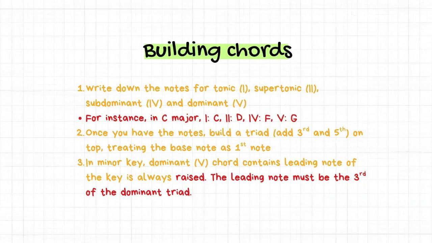Building a chord. Firstly, write down the notes for tonic, supertonic, subdominant, and dominant. For instance, in C major, the tonic will be C, supertonic D, subdominant F, and dominant G. Once you have the notes, build a triad by adding the third and fifth on top, treating the bass note as the first note. In the minor key, a dominant chord contains the leading note of the key, which is always raised. The leading note must be the third note of the dominant triad.